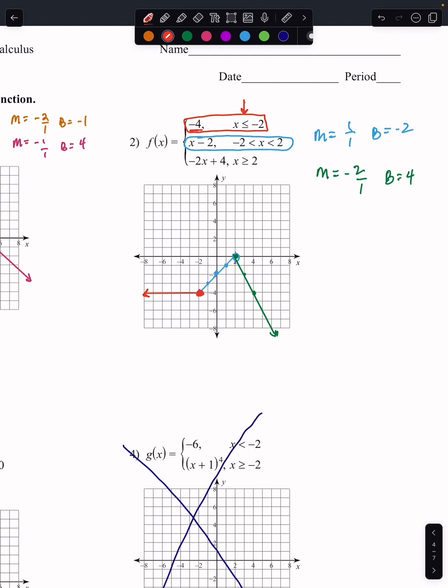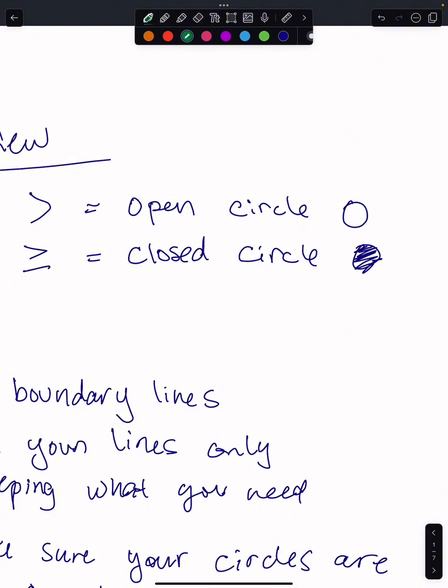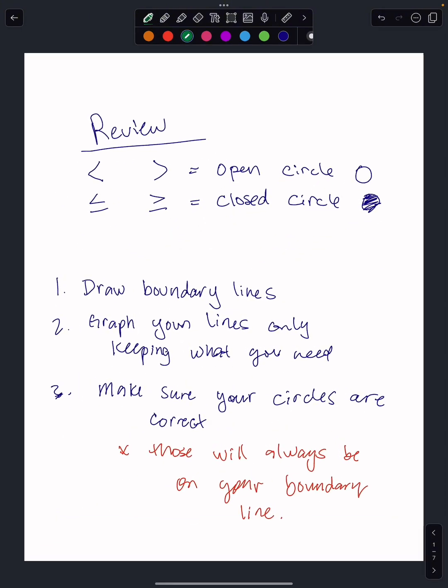And that is how you graph those. So you only graph the part that you need. So remember, step 1, we want to draw our boundary lines. Step 2, graph your lines, and then you only keep what you need. Step 3, make sure your circles are correct, and those circles will always be on your boundary line.